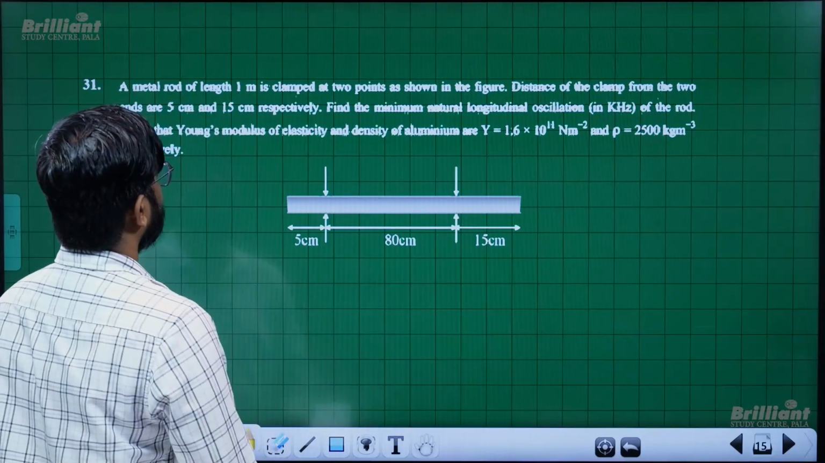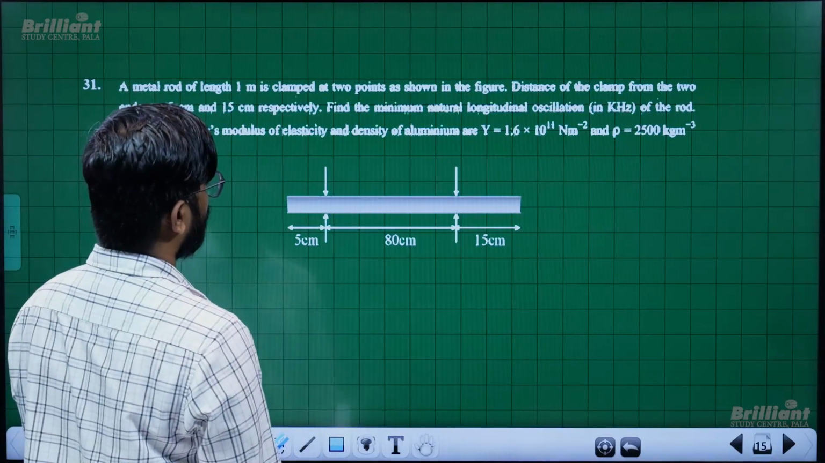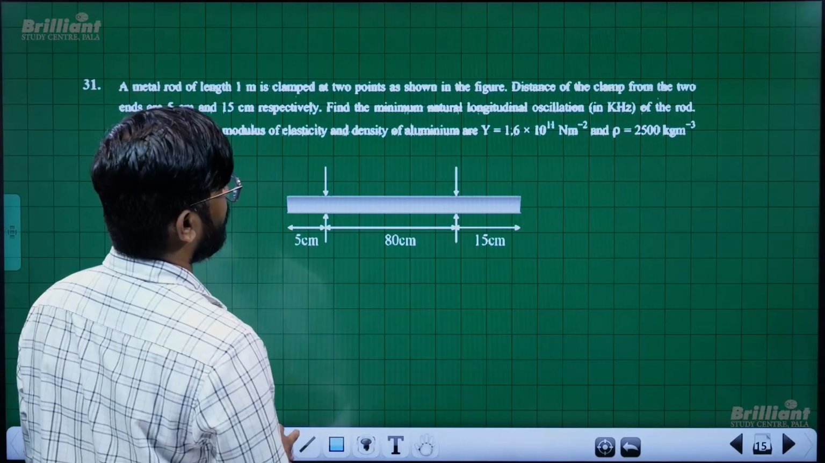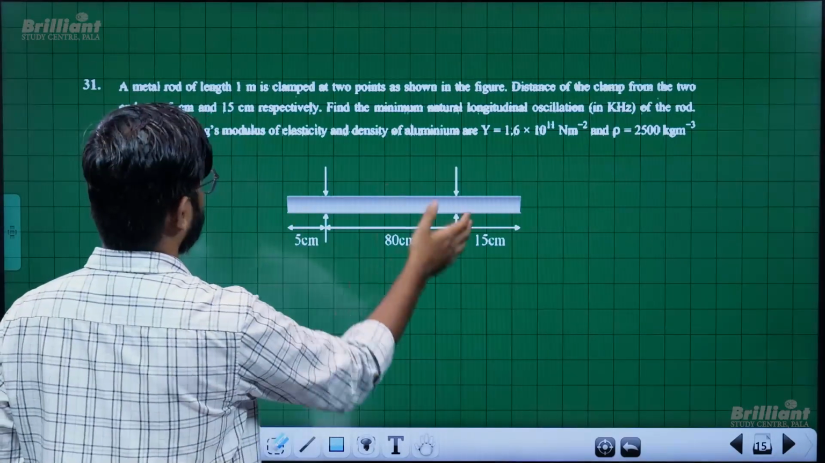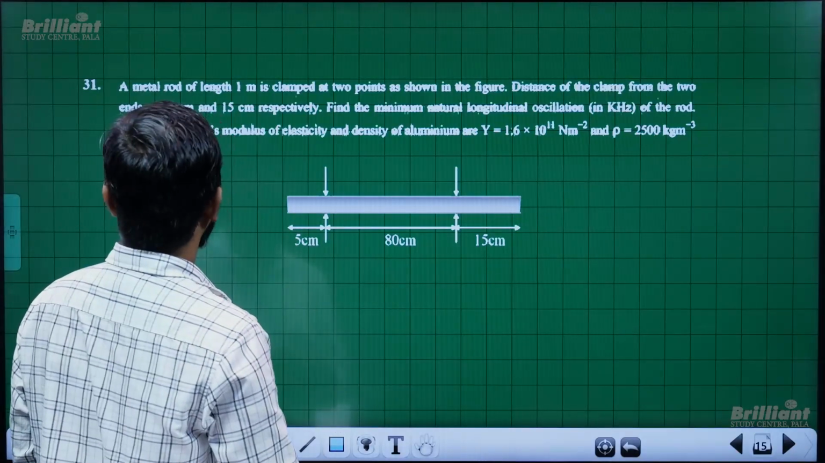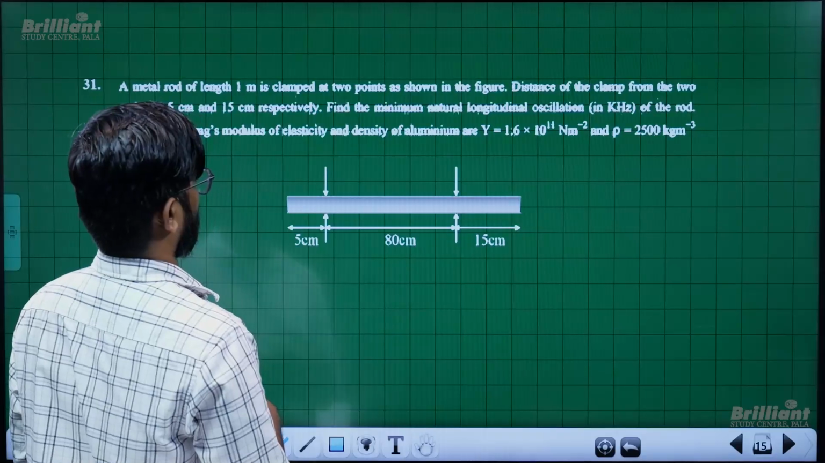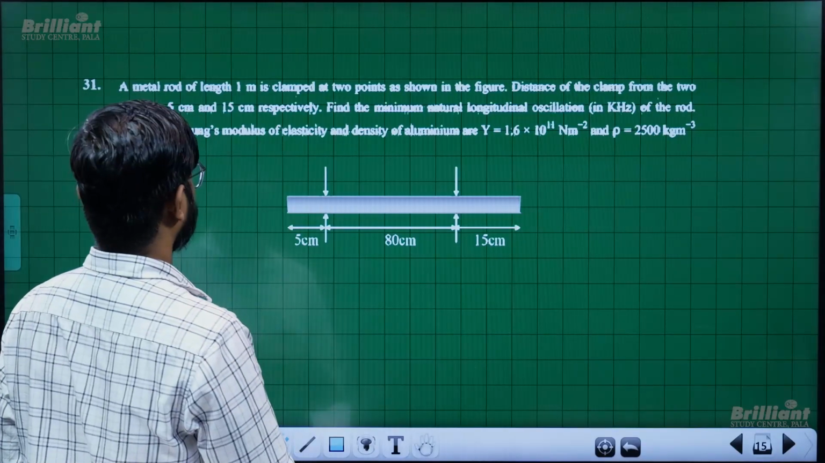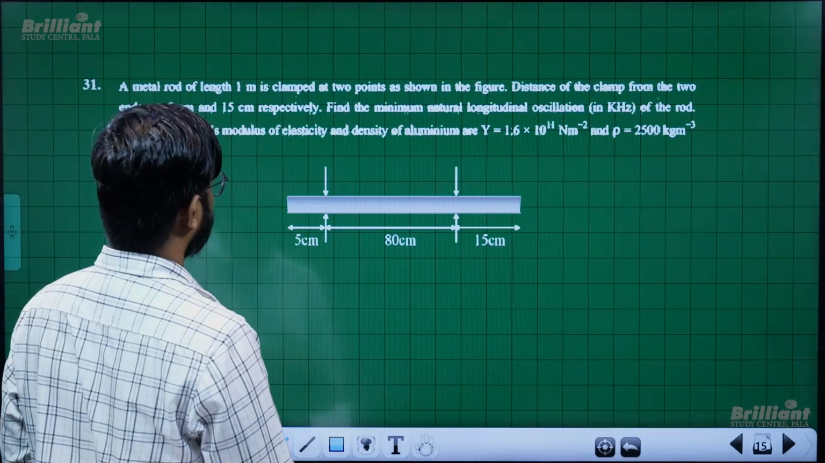A metal rod of length 1 meter is clamped at 2 points as shown in the figure. Distance of the clamps from the two ends are 5 cm and 15 cm. Find the minimum natural longitudinal oscillation frequency of the rod. So they were asking the frequency at which there will be natural oscillation.